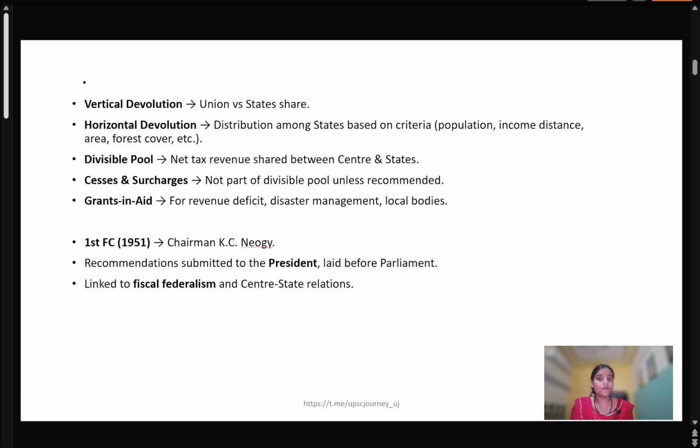We were talking about vertical devolution. Vertical devolution means the share of funds between union and state. Vertical is where we move from top to bottom. At the top we have the center, and if you move downward, there will be states, and this share between center and state is known as vertical devolution.